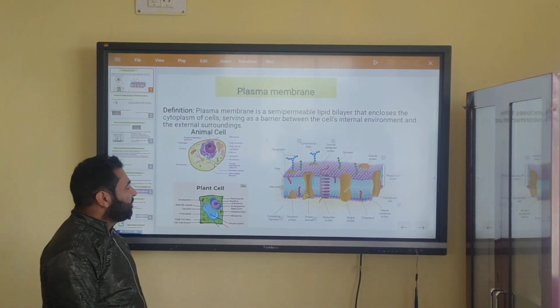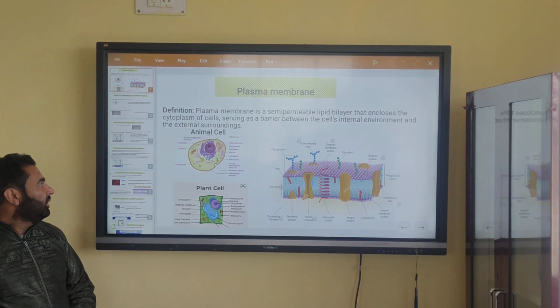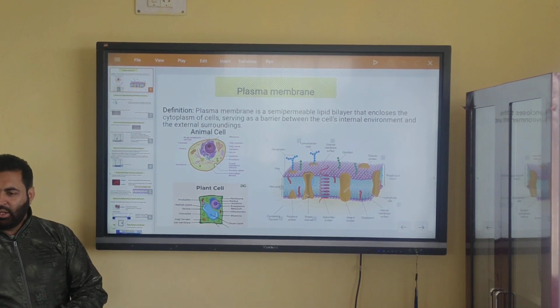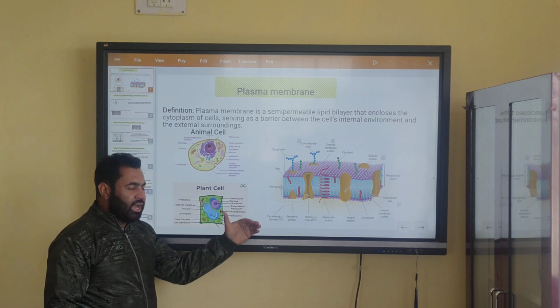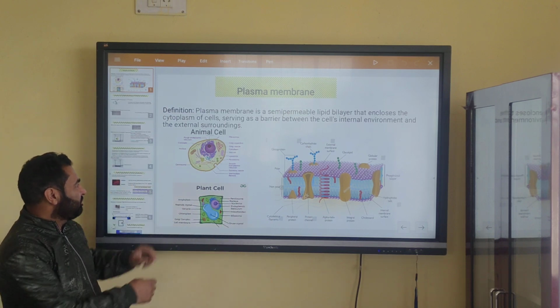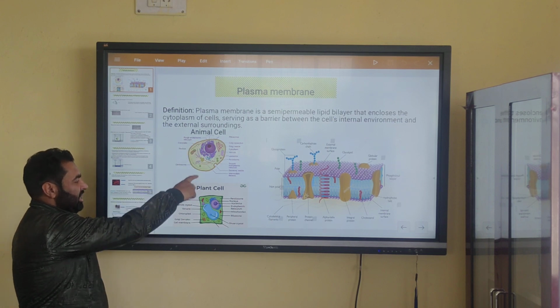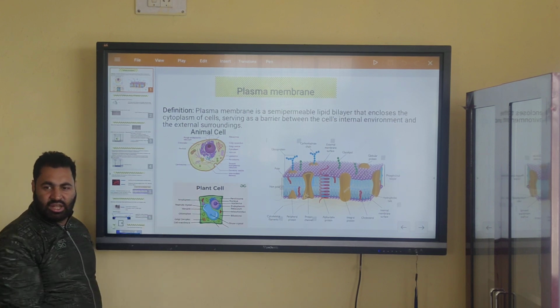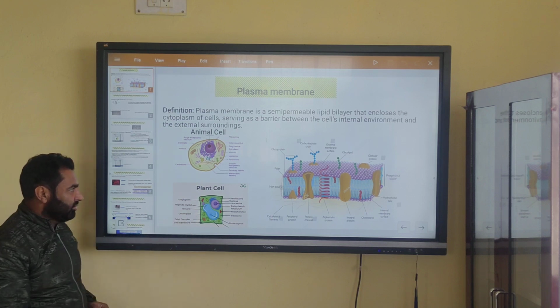As we know, the plasma membrane is a semi-permeable barrier composed of a lipid bilayer that separates a cell from its surroundings. Okay, so it's a barrier which segregates a cell from its surroundings. Suppose this is an animal cell. So this outer boundary is the plasma membrane. Similarly, in a plant cell, after the cell wall here is the plasma membrane.